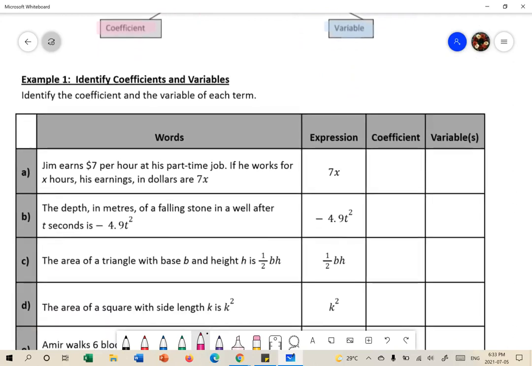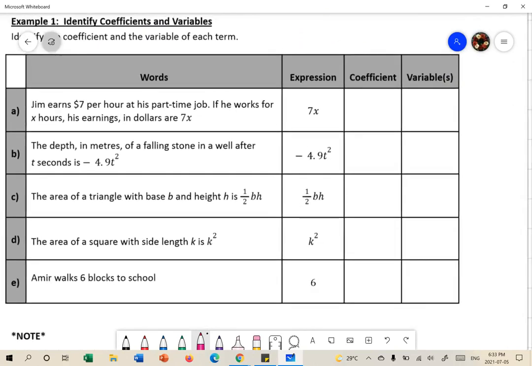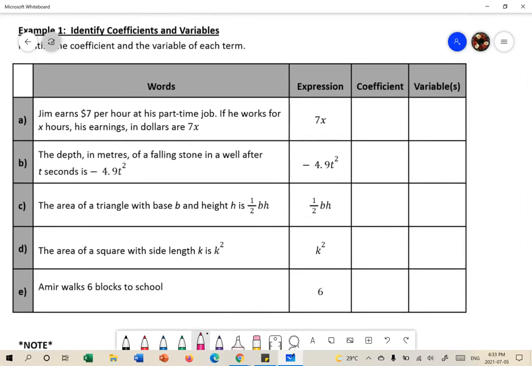Let's look at some examples here and identify the coefficient and variables within the term. In words, Jim earns $7 per hour at his part-time job. If he works for x hours, his earnings in dollars are 7x. So here's the expression. It's also a term. The coefficient is 7, and the variable is x.